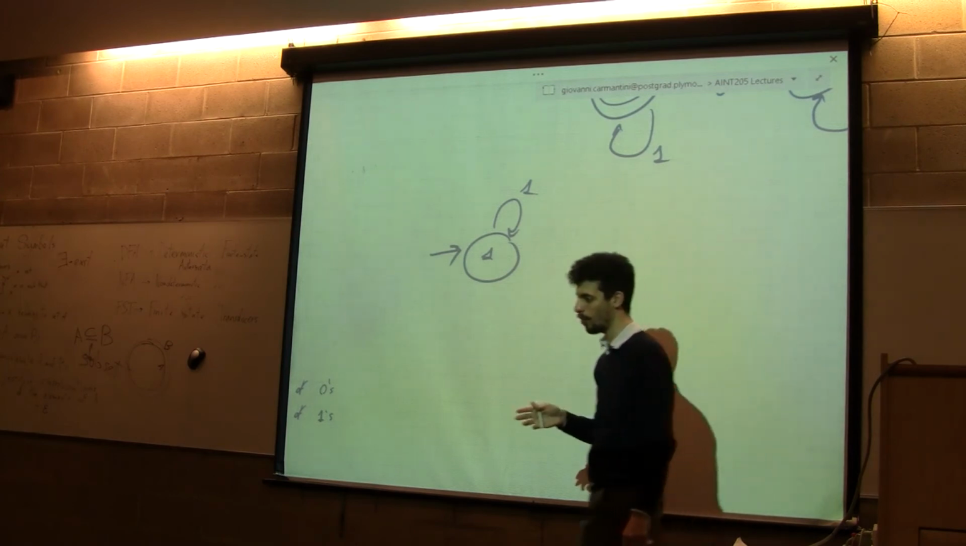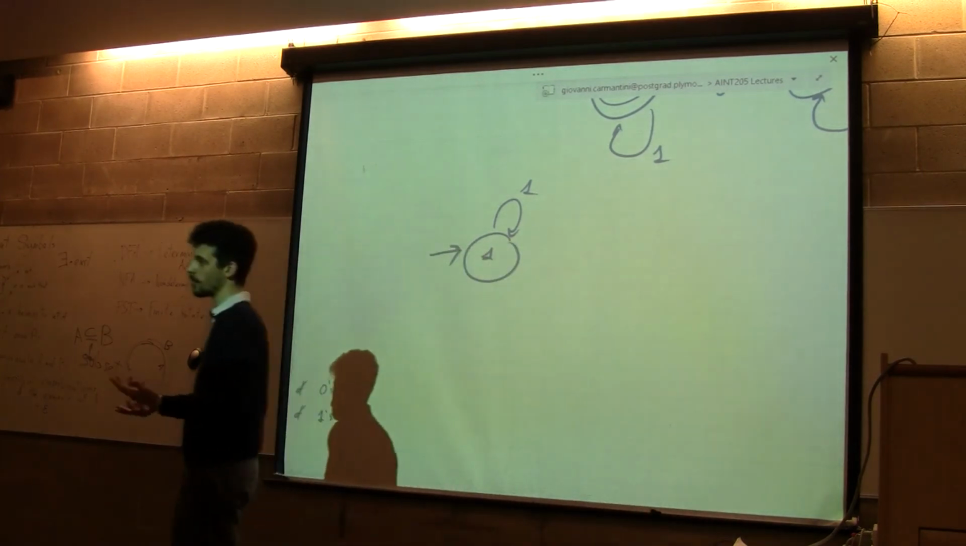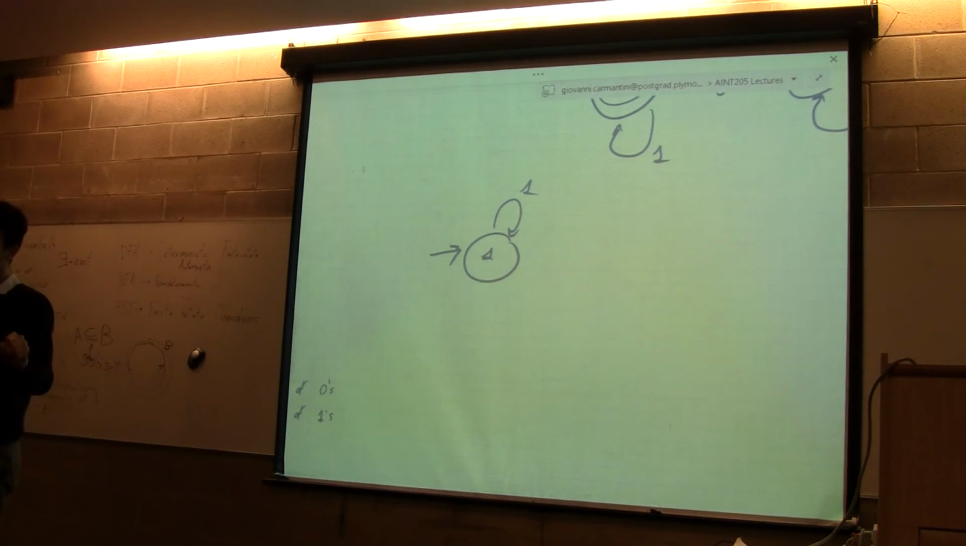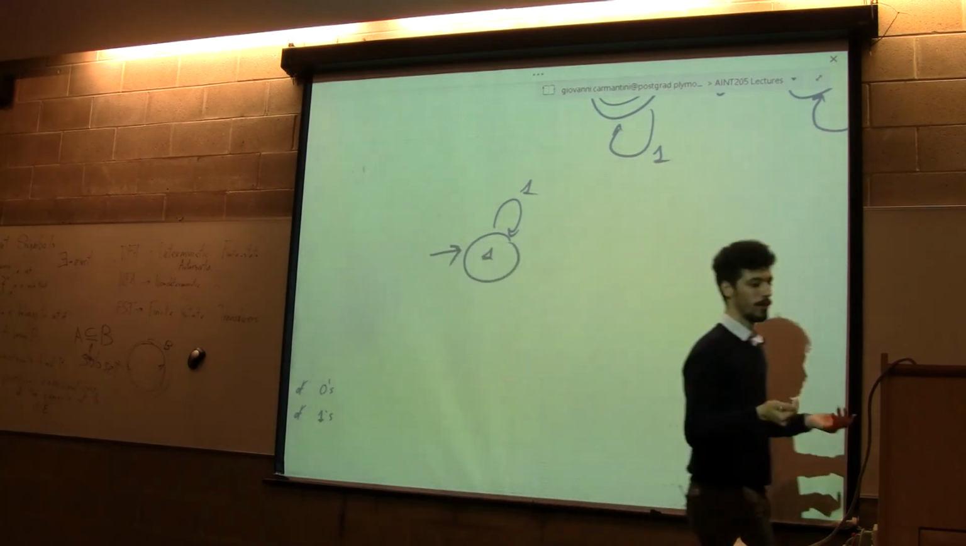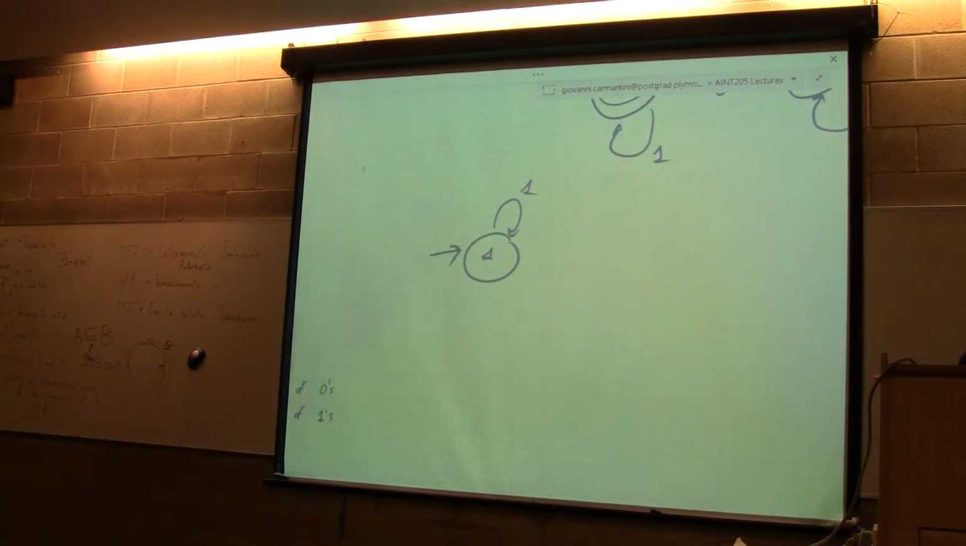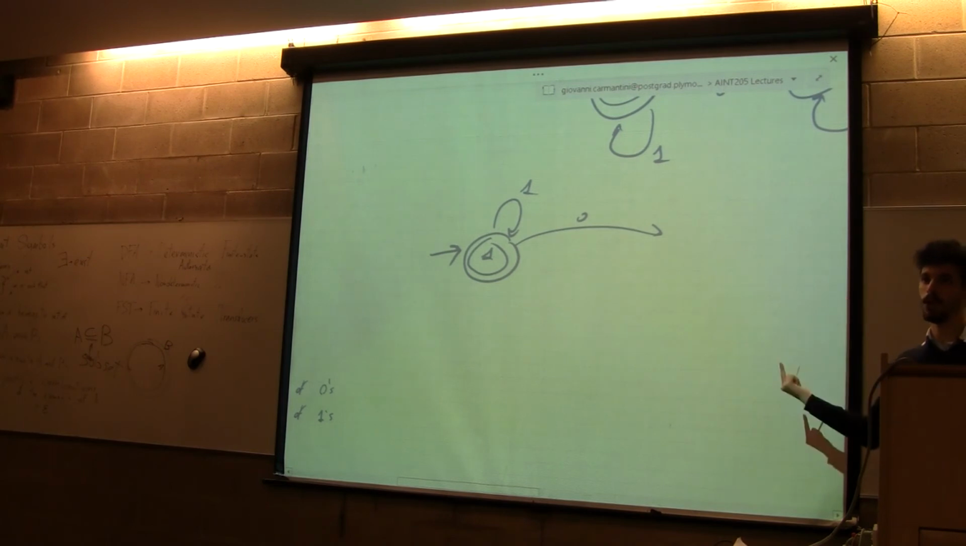You want an even number of zeros. 0 zeros, no zeros at all, is even, because it's a multiple of 2. 2 multiplied by 0 is equal to 0. So this is an accept state. Then if you input a 0, you're not accepting anymore because you have 1 and it's odd.